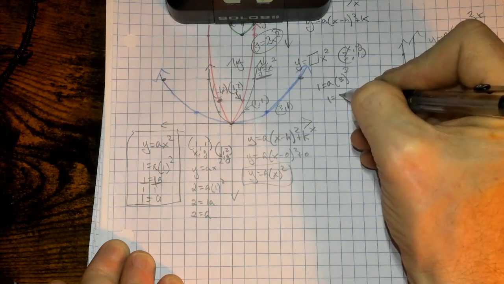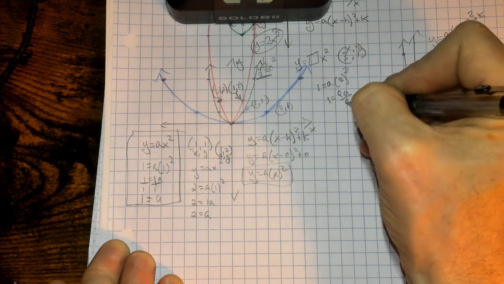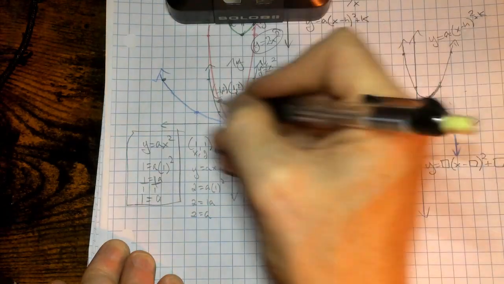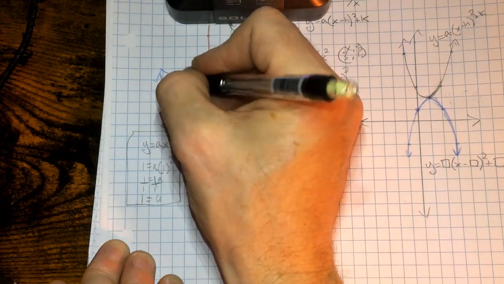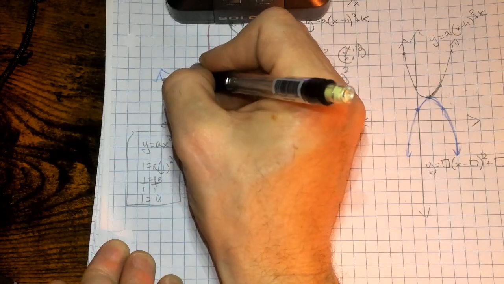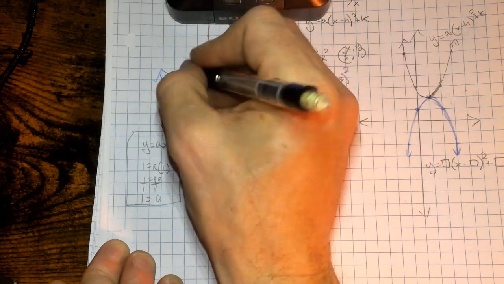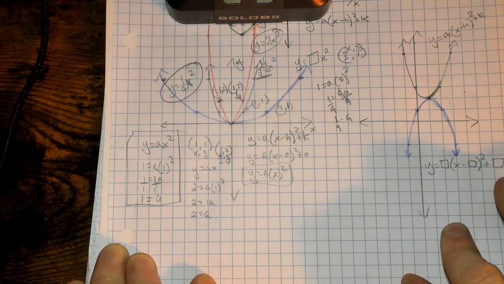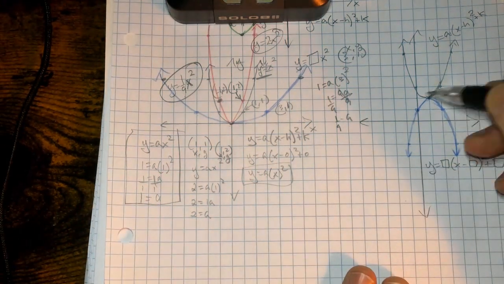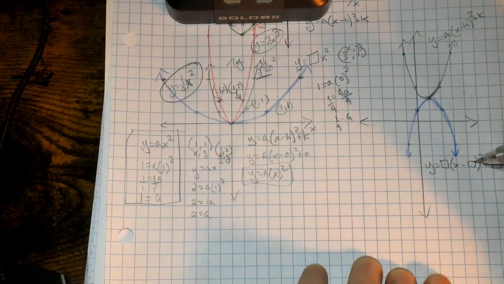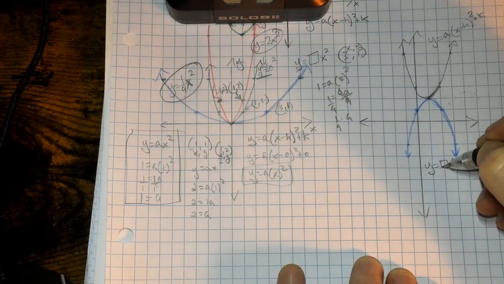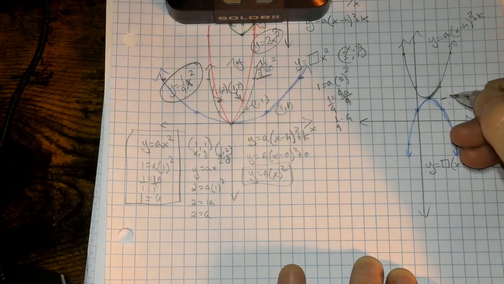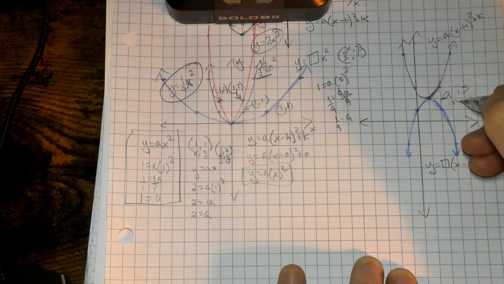I get 1 equals 9a, and if I divide by 9, I get 1/9 is the value of a. So on this function, y equals 1/9 a x squared. That 1/9 is the value. And then the last effect is what happens to the graph. So if a is negative, it flips it upside down. So this is a result of a is negative here.